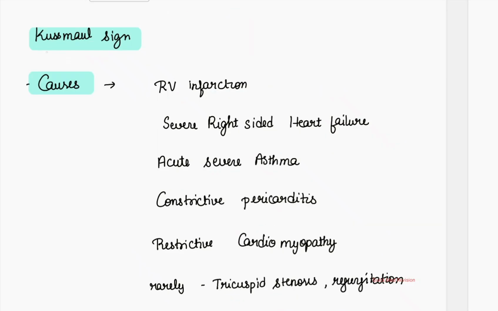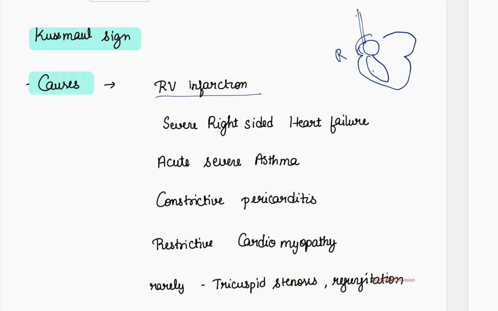Causes of Kussmaul sign. As I have explained, if this is the heart, this is the right atrium, the right ventricle, and this is the vein, the right internal jugular vein. This is linked directly to the right side, so with any changes, abnormalities, difficulty or disorders of the right side of the heart, we get this Kussmaul sign.